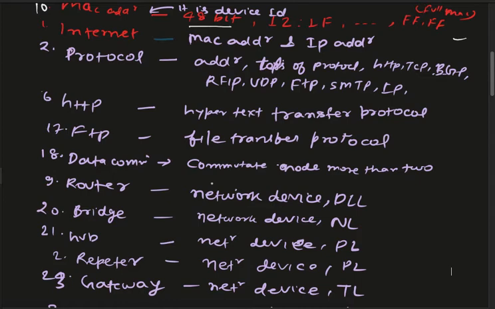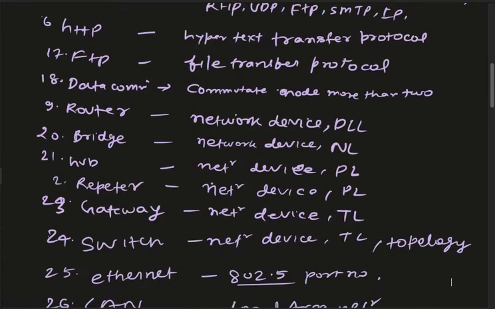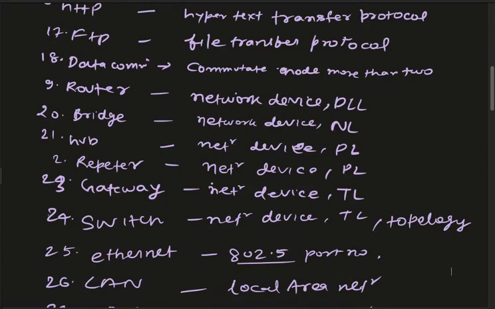Router is a network device at the data link layer. Bridge is a network device at the network layer. Hub is a network device at the physical layer. Repeater is a network device at the physical layer. Gateway works at the transport layer. Switch is a network device with a topology. Ethernet is a network device, and switch is also... switch is not a topology.